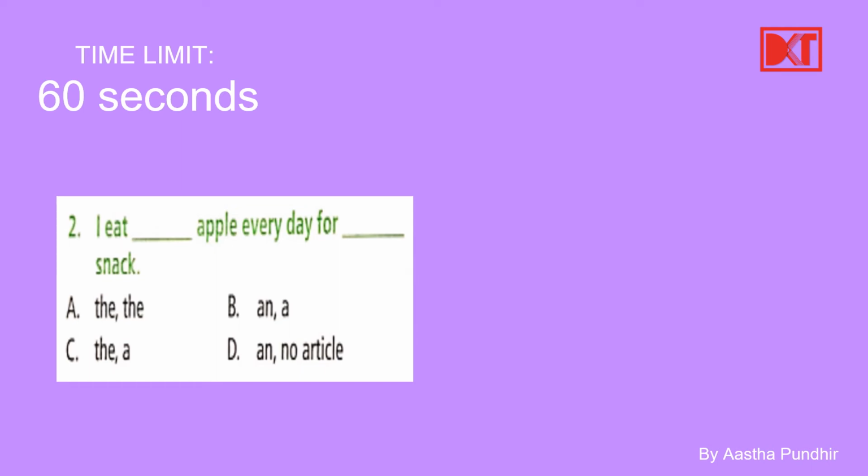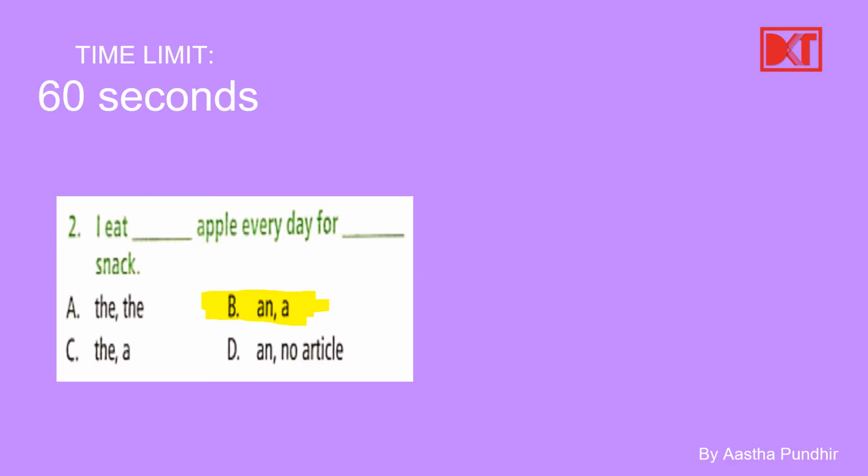Alright, so the next question says, I eat dash apple every day for dash snack. Let's see the options. A, I eat the apple every day for the snack. B, I eat an apple every day for a snack. C, I eat the apple every day for a snack. D, I eat an apple every day for the snack. Now here, the correct answer is B. I eat an apple every day for a snack.